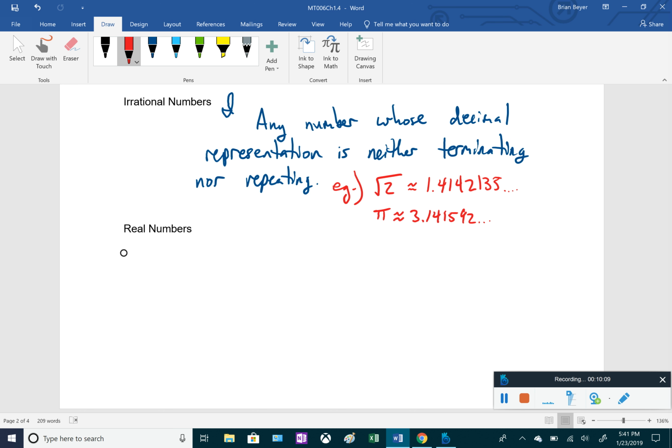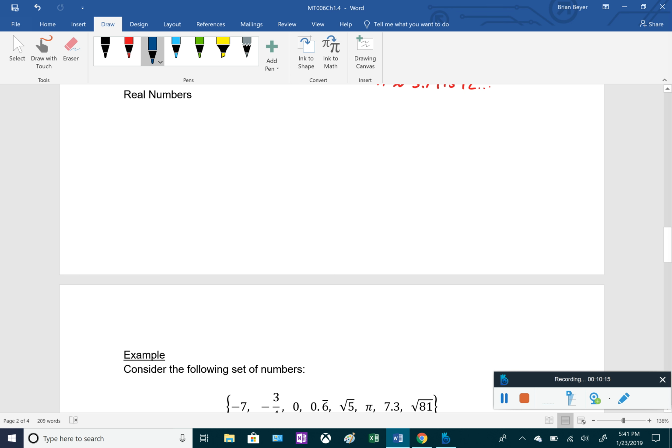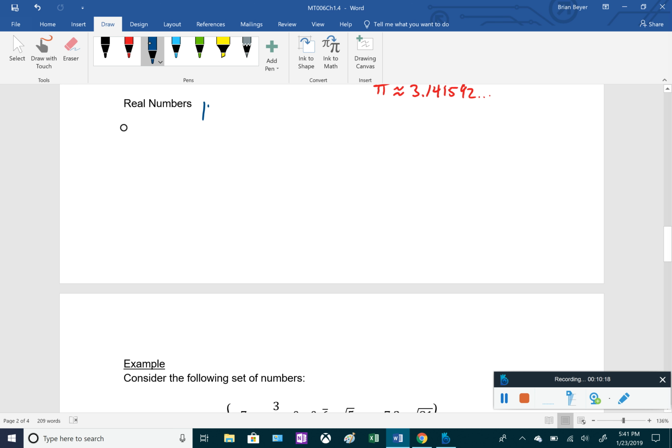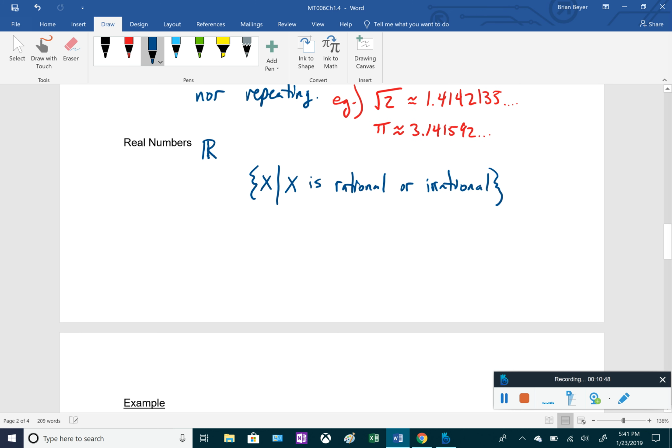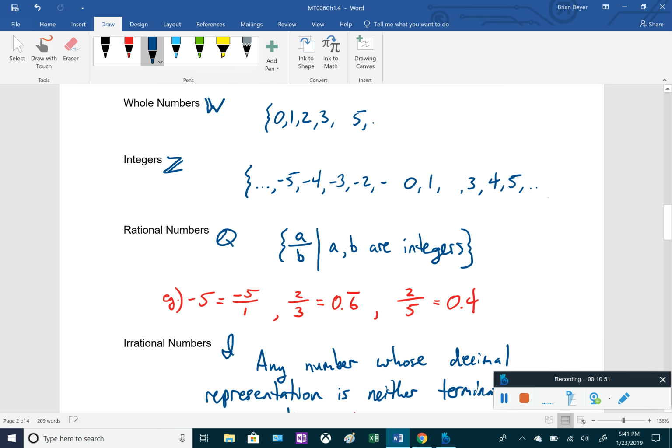Okay, for the last one, real numbers is going to pretty much sum up this whole thing. Real numbers is going to be denoted with the capital R. So real numbers are essentially every number that you can think of except for imaginary numbers or infinities. So it's going to be the set of all x's such that x, so I'm doing this in set builder notation, x is rational or irrational. So every number on this page that we wrote is a real number.